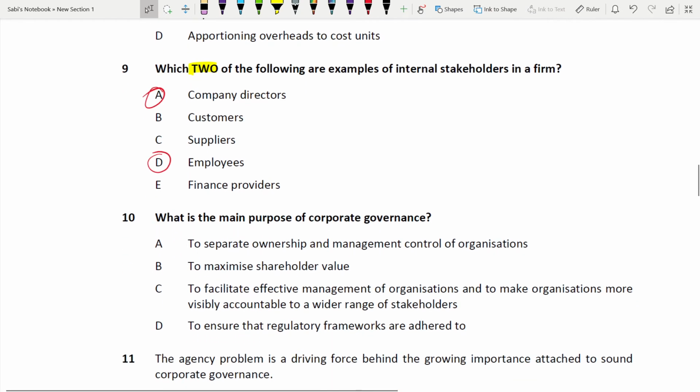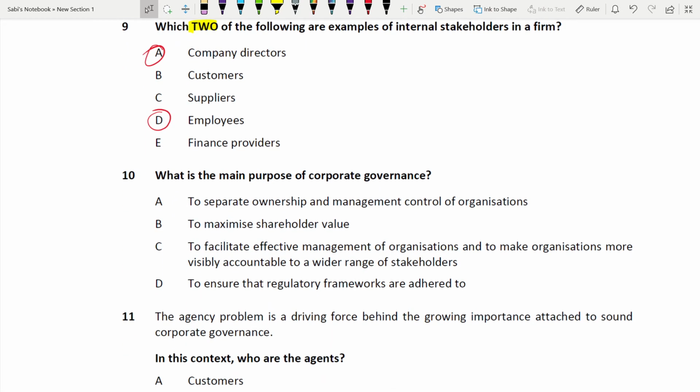Okay. So what is the main purpose of corporate governance? So we have studied corporate governance. What is the main purpose of corporate governance? To separate ownership and management and control of organization? No. In fact, the separation of ownership and management was the reason why agency theory and all these things came into place, right? B, maximize shareholder value? No. C, to facilitate effective management of organization and to make organizations more visibly accountable to a wider range of stakeholders. C looks correct. Let's read D also.